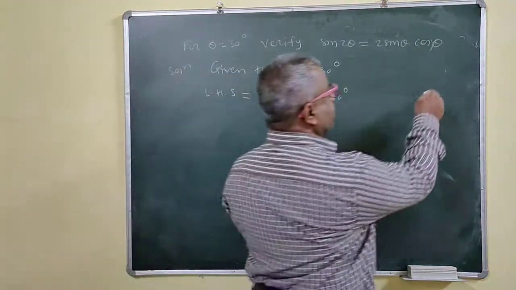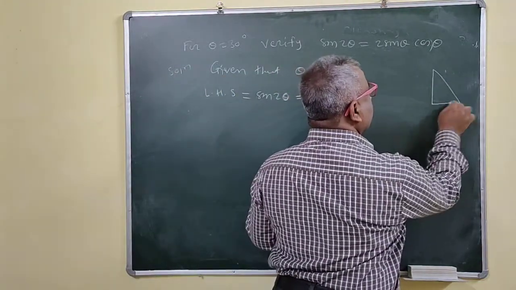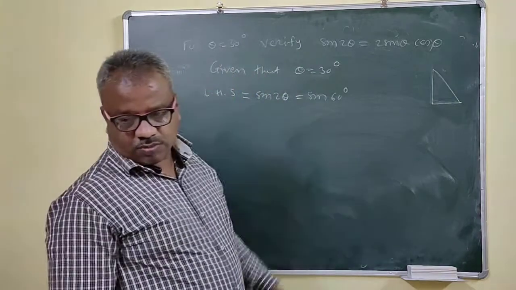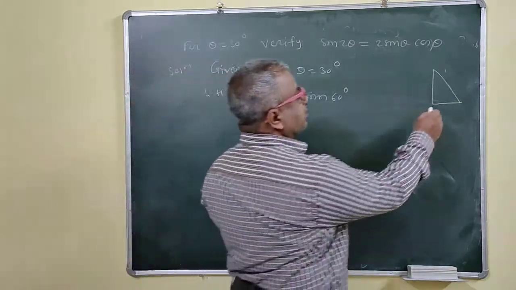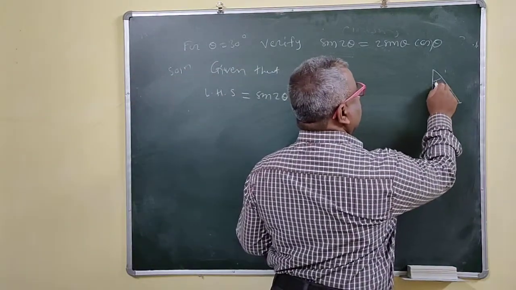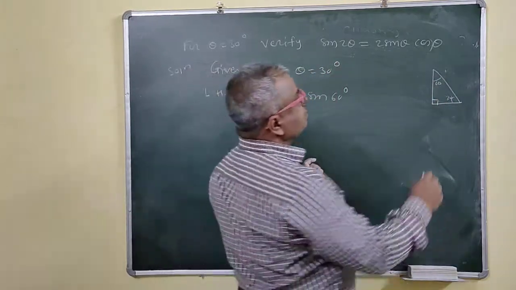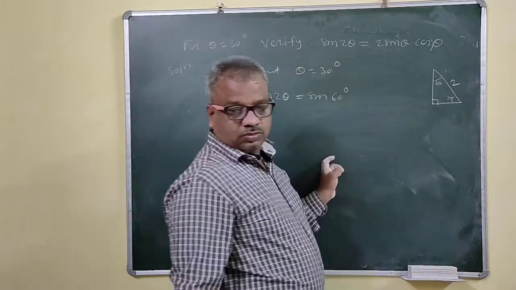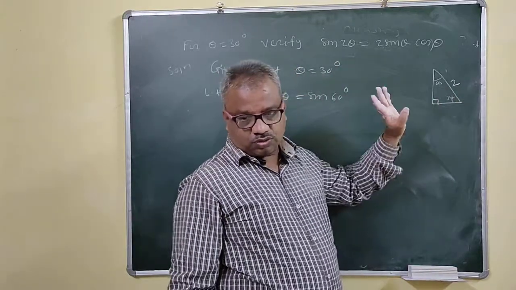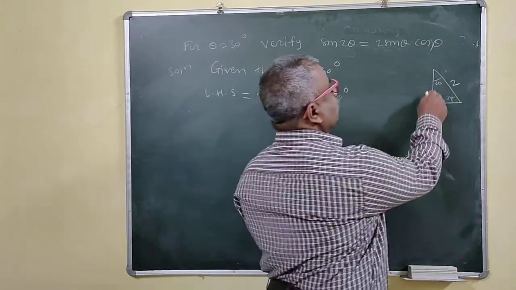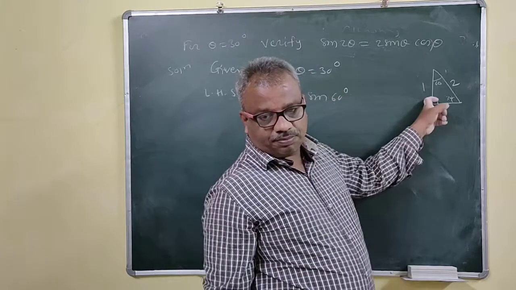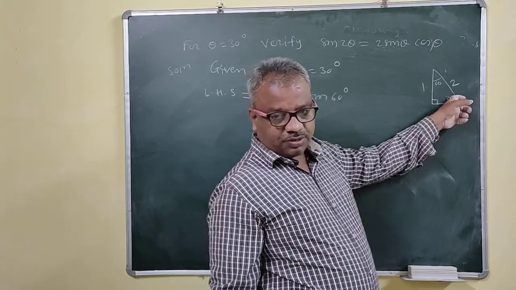Now, how to find a trigonometric ratio? If you don't remember the values for 30 degrees, 60 degrees, 45 degrees, just write here 30, here 60, and this is the right angle. Take the hypotenuse as 2. Remember these sides. The opposite side of angle 30 is half of the hypotenuse. That means this is 1.